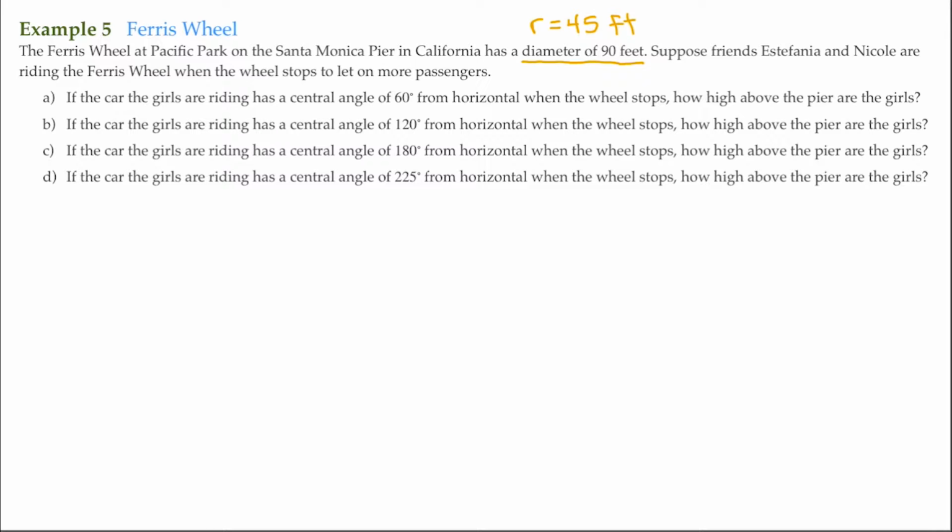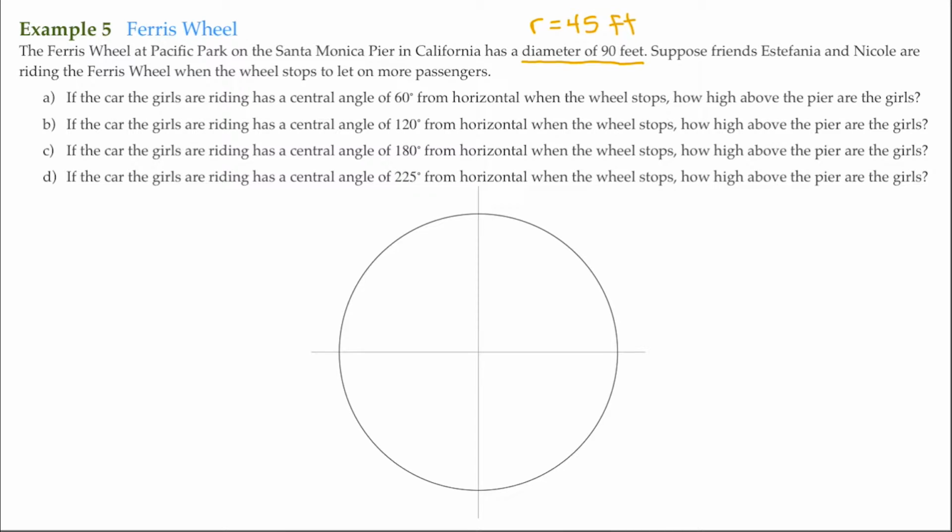So since the Ferris wheel is a circular ride, I'm going to go ahead and put up a unit circle here. The Ferris wheel replicates a unit circle and vice versa. So we're going to use our unit circle to help us determine these distances. That's the whole idea for this problem.